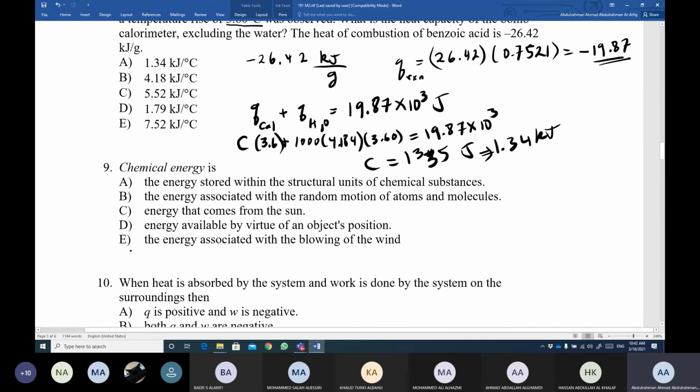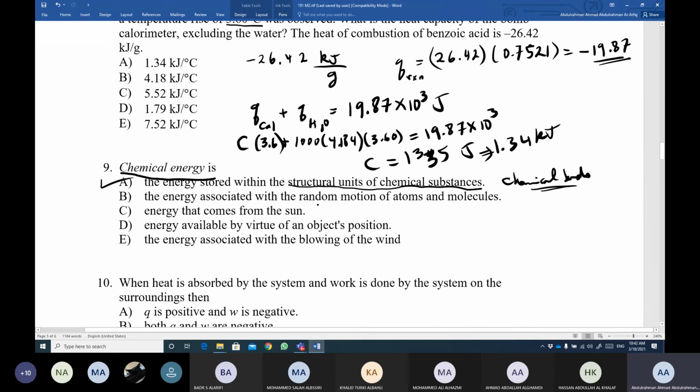Okay, chemical energy. Chemical energy is the energy stored within a structure unit of chemical substance. What's chemical energy? It's related to potential energy, to position, to bonds. That's why it is related to the structure unit of a chemical substance. It's related to the chemical bond, and that's why this is the correct one.